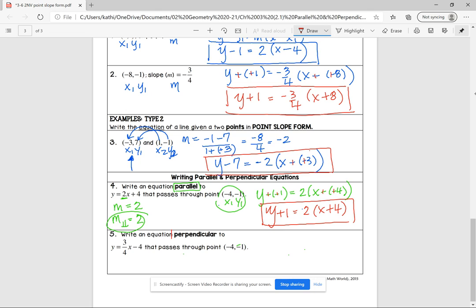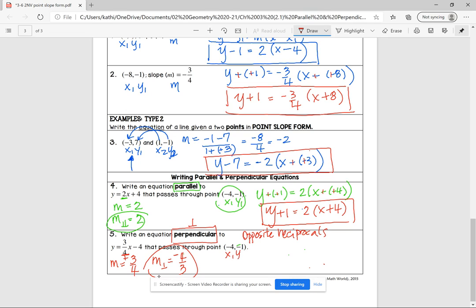Let's do one that's perpendicular. So perpendicular has slopes that are opposite reciprocals. So if I'm starting, my slope is 3/4. My perpendicular slope, I need to change the sign from plus to minus and then flip my fraction.